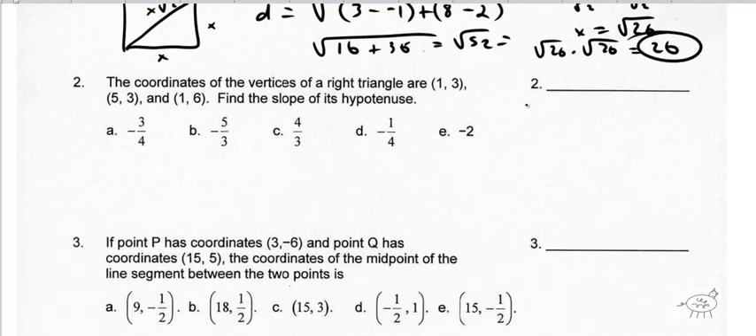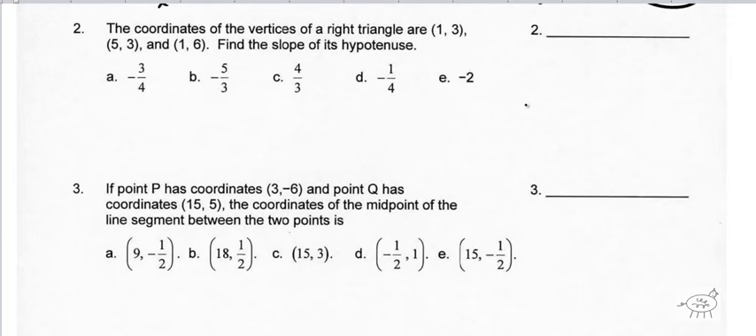Okay? It was a little more involved. The coordinates of the vertices of a right triangle are 1, 3, 5, 3, and 1, 6. Find the slope of its hypotenuse.